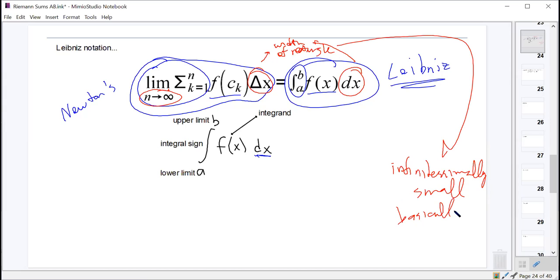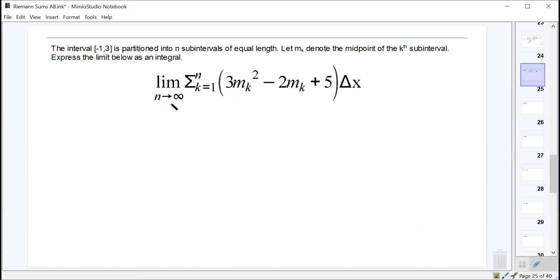And so a lot of people, when we start talking about this notation, get worried about this dx and what it is. Just remember that dx just represents the widths of these rectangles that we are summing together for the areas. The f of x is the height, the dx is the width. Okay? So let's see if we can take this limit and this information that's been given to us and write this as an integral in Leibniz's notation.